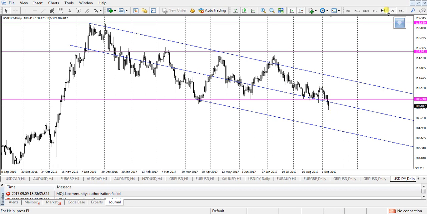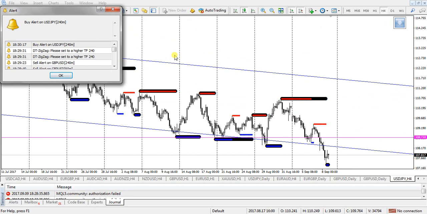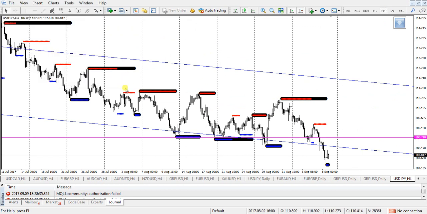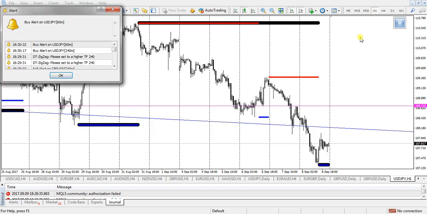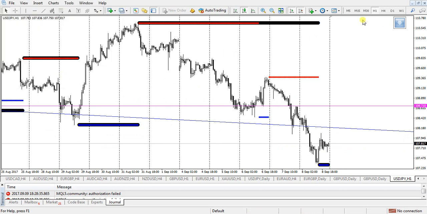Check it on the lower time frames. You see it's the same as you find support, resistance, then broke below, then broke out of the range channel here, and on H1 too. So that's how you draw your trend line the right way.